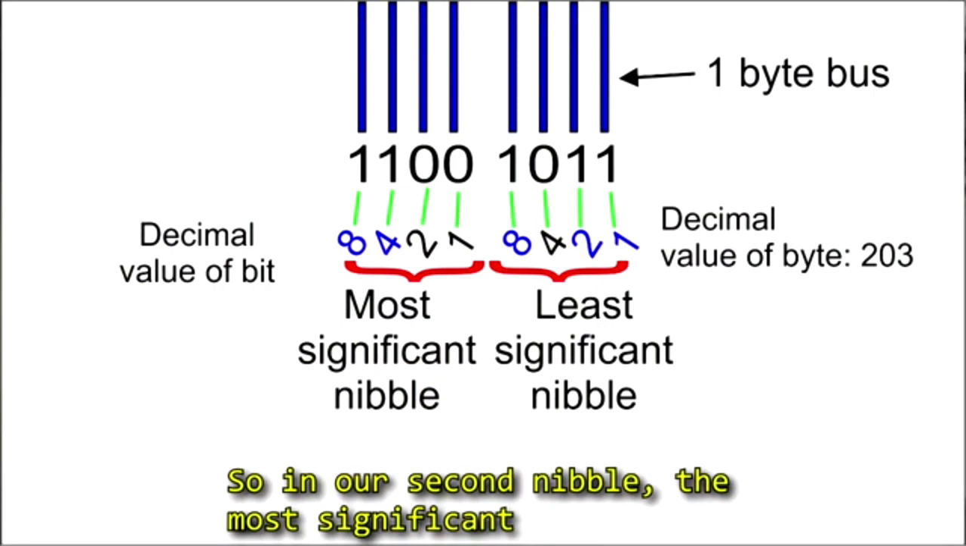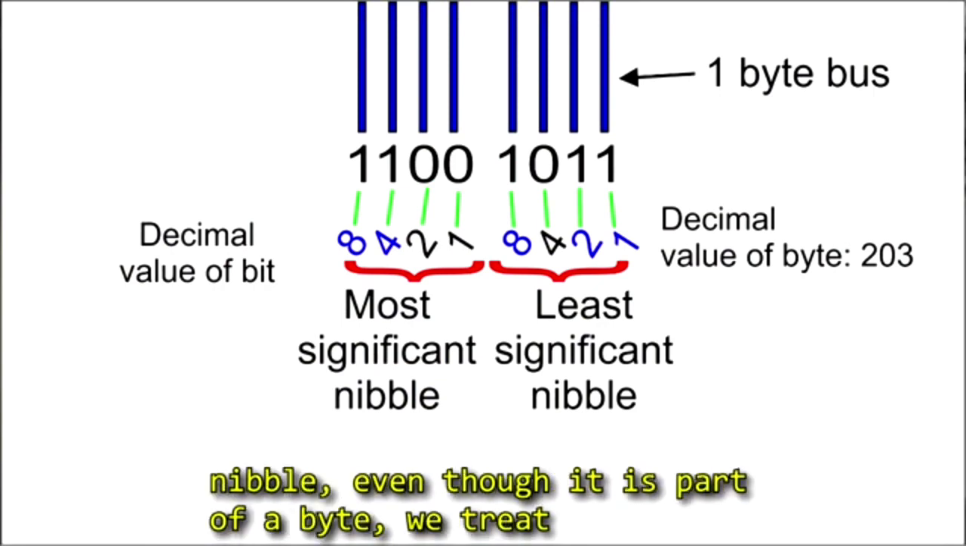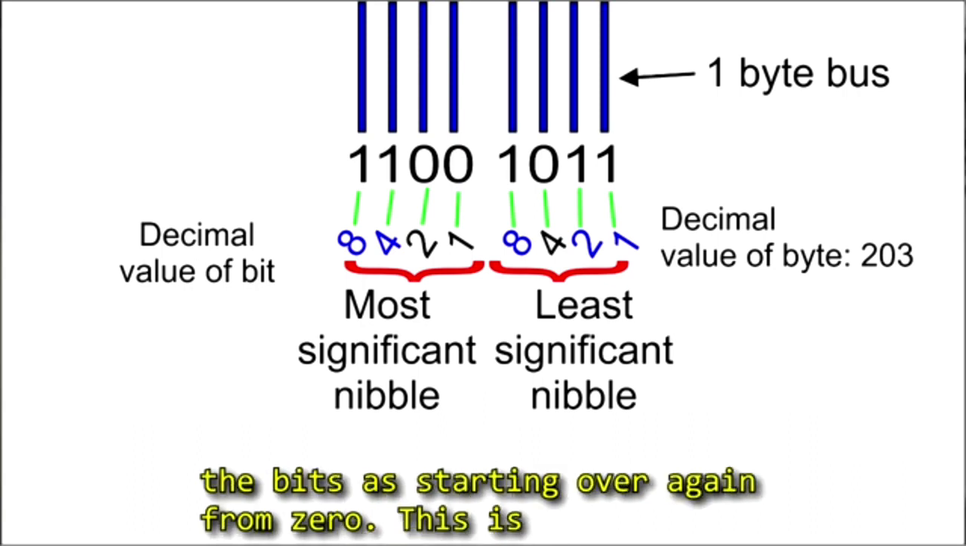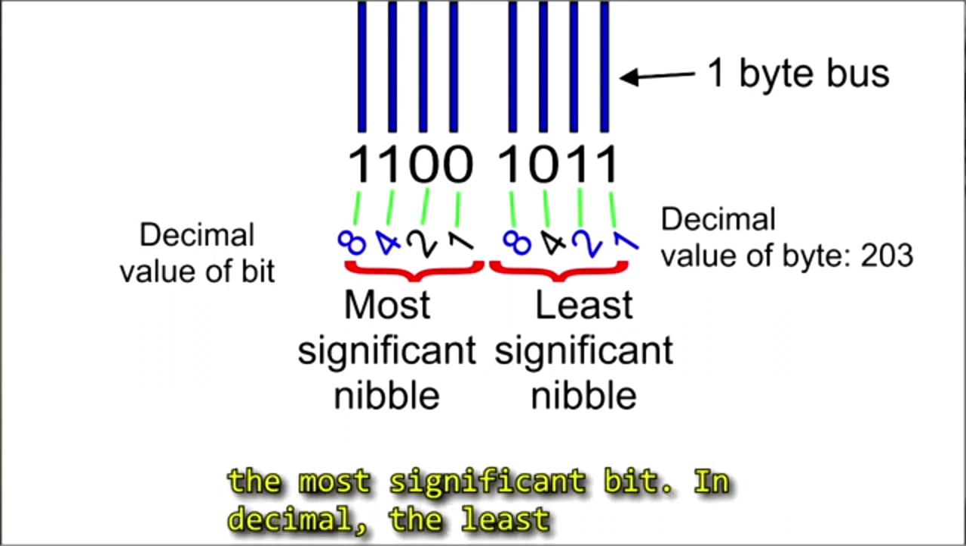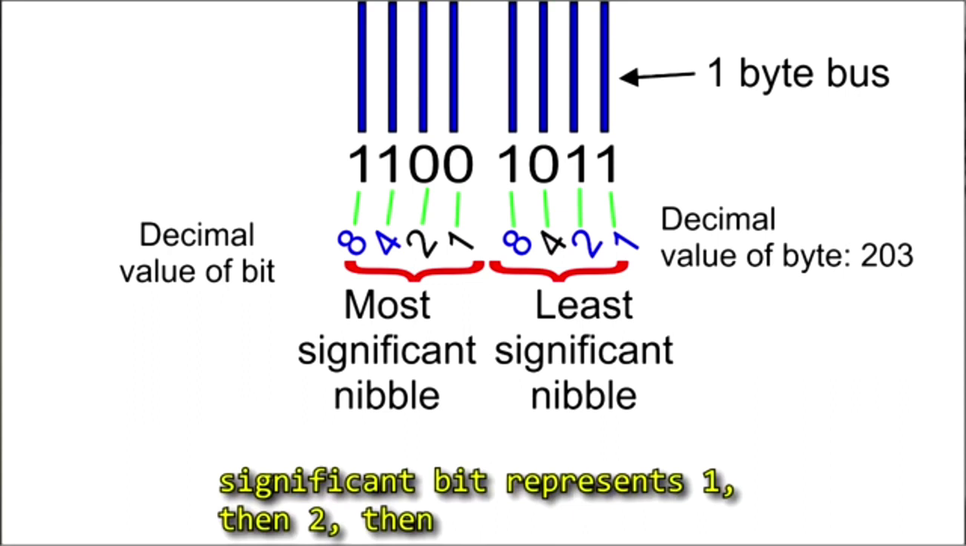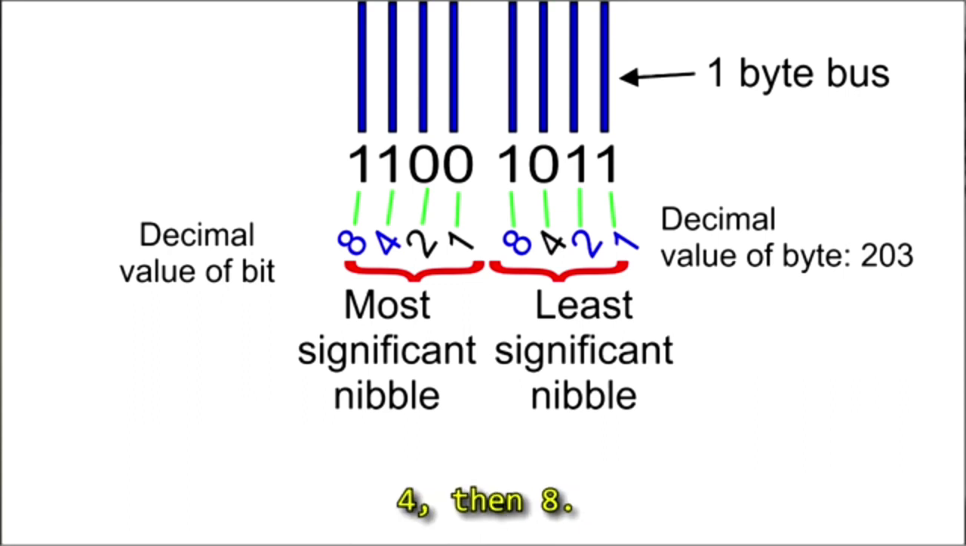So in our second nibble, the most significant nibble, even though it is part of a byte, we treat the bits as starting over again from 0, in effect. This is the least significant bit in the nibble. This is the most significant bit. In decimal, the least significant bit represents 1, then 2, then 4, then 8.